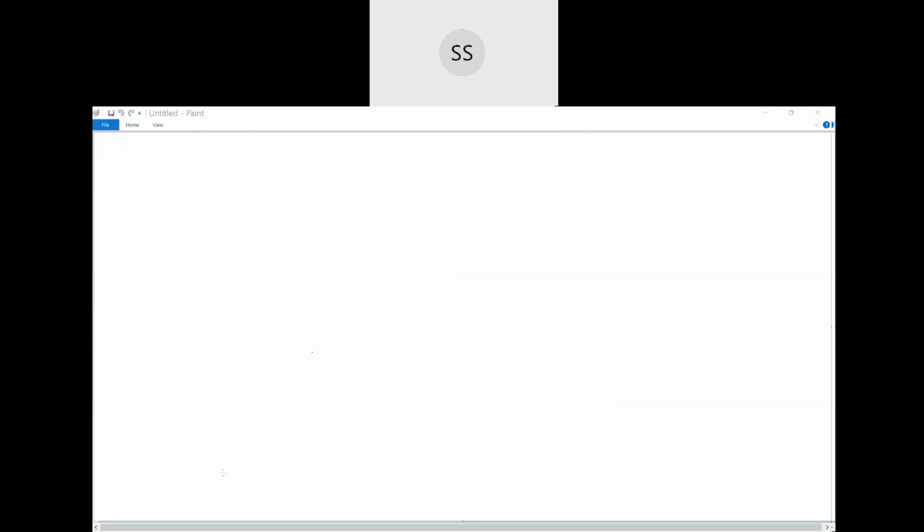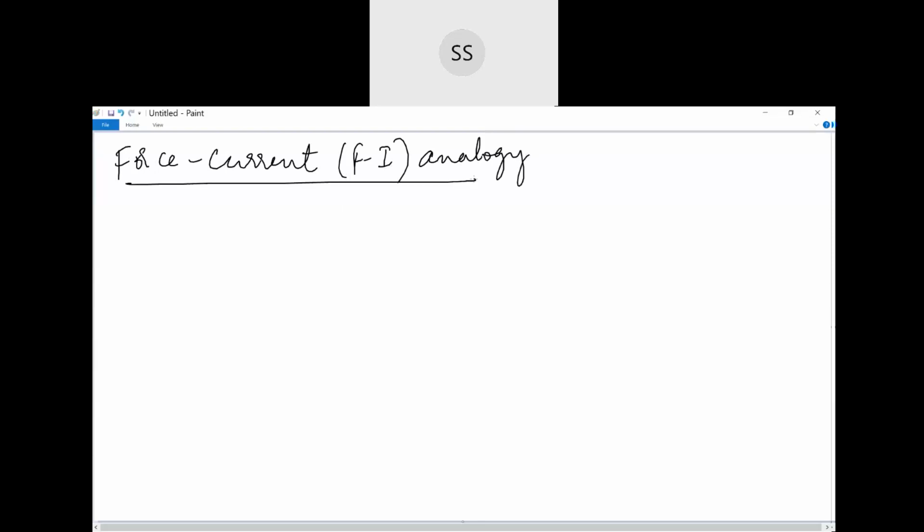Okay. So in this session, we will consider an example for force current analogous circuit. Force current or FI analogy. So that is, for a given mechanical system, how to obtain force voltage, force current analogous circuit.